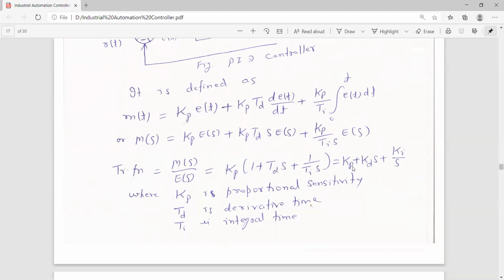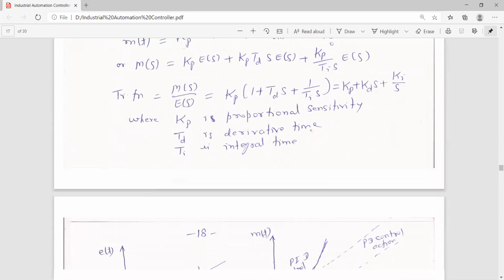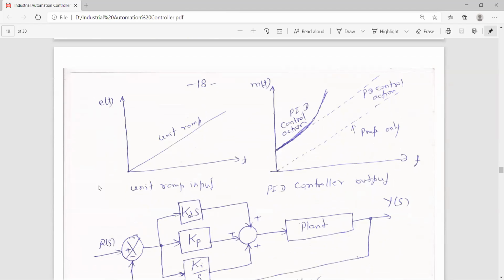Kp, plus Kp into Td, that is Kd s, plus Kp by Ti, that is Ki by s. Here the constants are Kp, the proportional sensitivity or proportional gain, Td the derivative time, and Ti the integral time. When we consider the responses for a unit ramp input, this is the proportional, this one is the PD controller, and this one is the PID controller action.